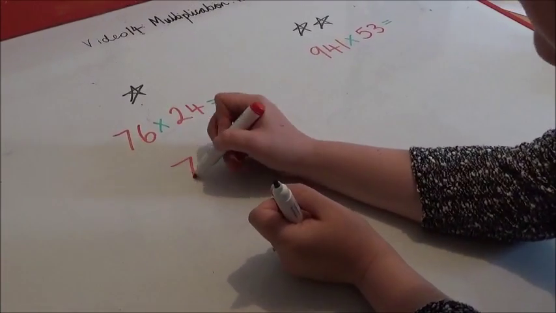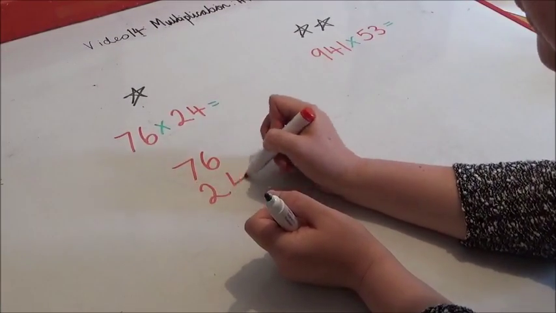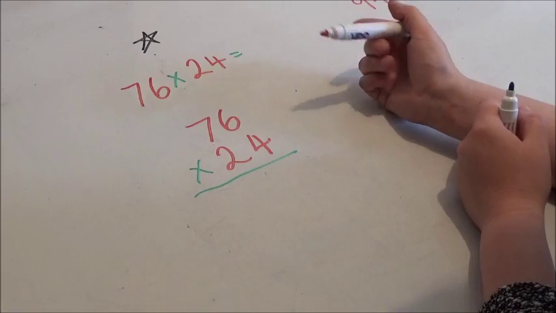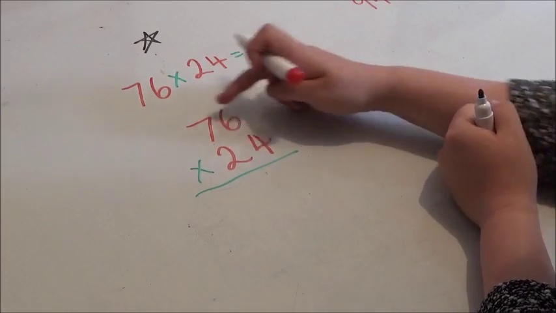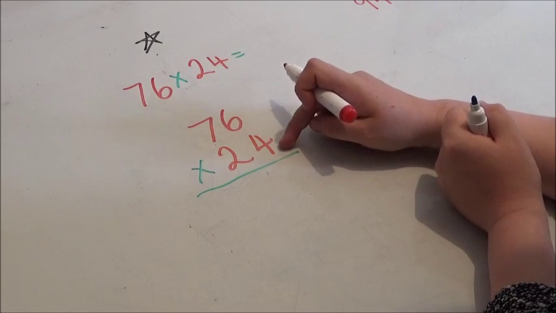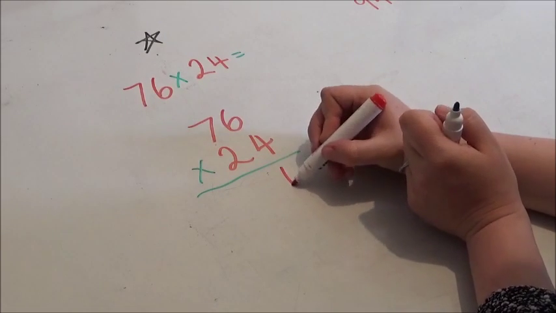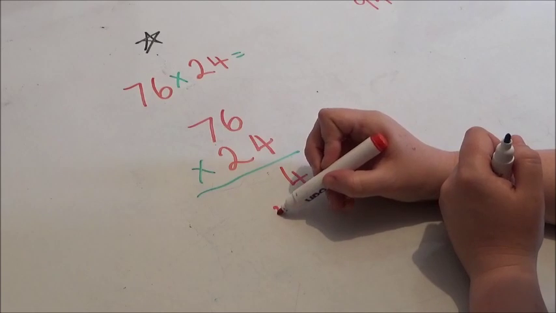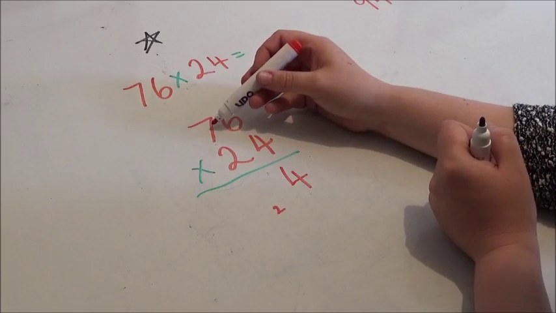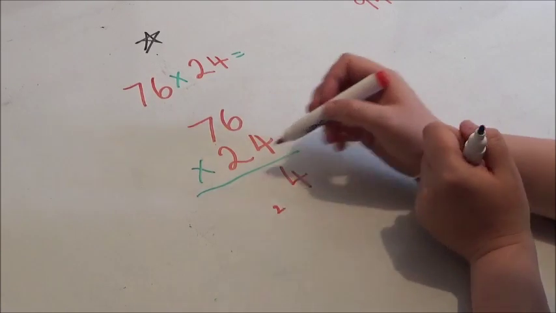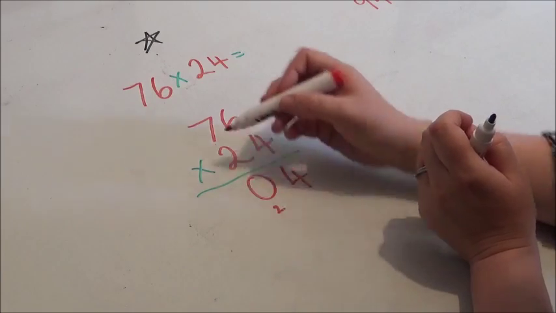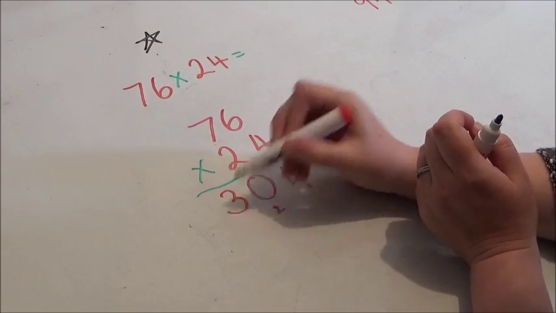So, with this one here, 76 and 24, put them into their columns. I'm going to do 4 times 76 and then 20 times 76. So, first of all, 4 times 6 is 24. I'm going to put the 4 here, and then I'm going to carry the 2 into the next column. 4 times 7 is 28, and the extra 2 is 30. Could carry the 3 over here, but there's nothing else to multiply, so I'm going to put the 3 here.